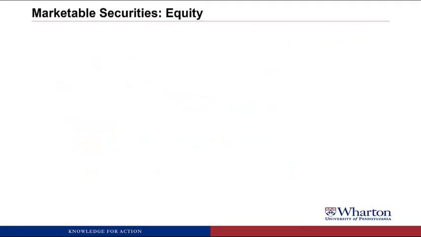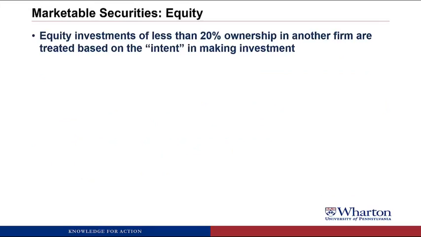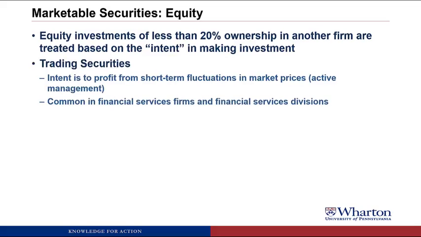So focusing on the marketable securities, first we're going to look at equity investments. So this is where we're buying the stock of another company and we're holding less than 20% of the ownership. We don't have any significant influence. So the accounting is going to be based on the intent for making the investment. So the first method is called trading securities. Here your intent is to profit from short-term fluctuations in market prices. In other words, you're actively managing these investments, trying to beat the market, trying to buy low, sell high, earn profits in the short term.